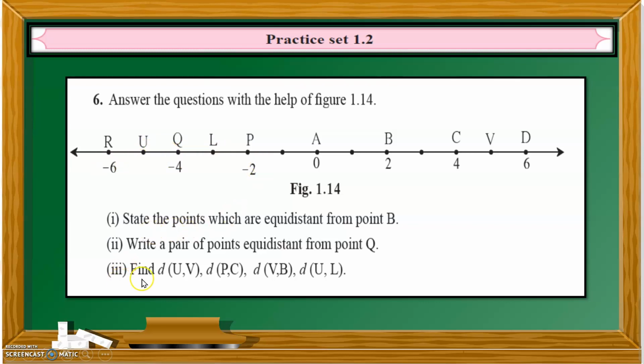Now, find the distance between U and V, distance between P and C, distance between V and B, and distance between U and L. This part of the exercise is already done in 1.1. So you can follow the same steps and do these sums. That's all for the day, children. Thank you.